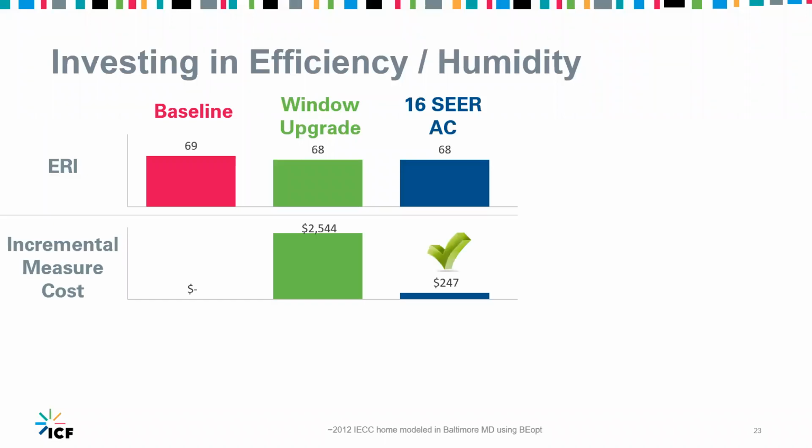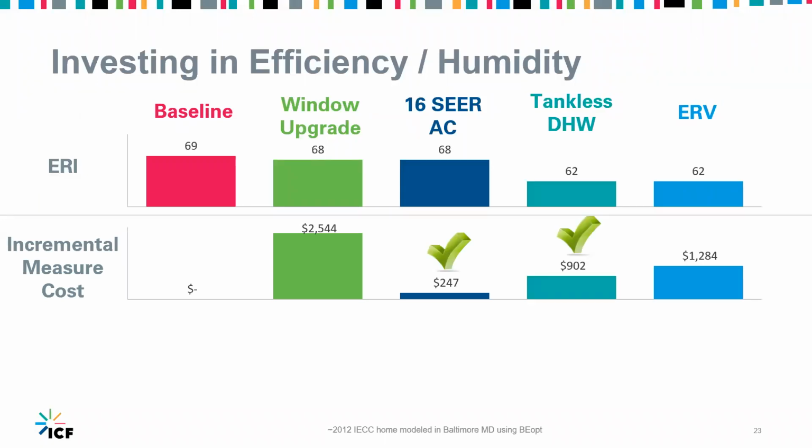So we'd say, well, how much do they cost? Well, the window upgrade is really pricey, about $2,500, but the incremental to get to a 16-SEER from whatever you're using, like 14-SEER to begin with, was a lot cheaper. So we'd say, well, definitely, if you're trying to get that one extra HERS point, definitely go with the 16-SEER air conditioner.